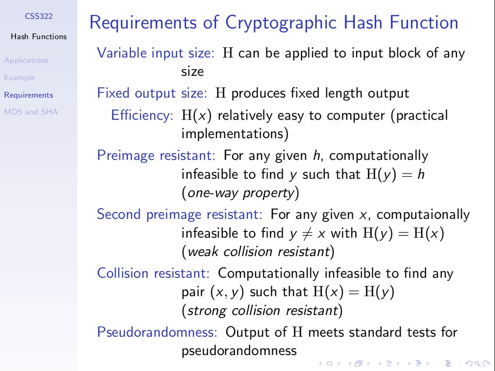Which one's easier for the attacker? The weak one? That's the confusing part. The second one is easier from the attacker's point of view. It's easier to have the opportunity to find any two messages rather than find a hash value that's the same as some particular value.